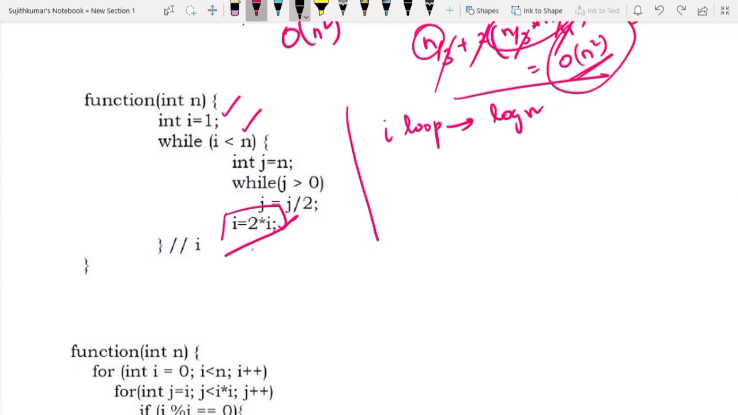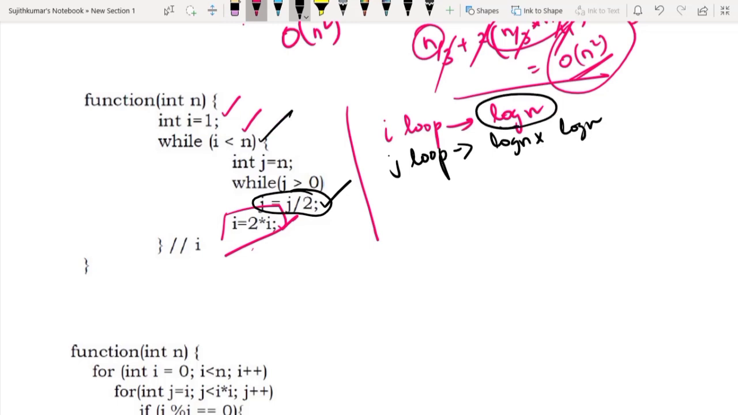Inner loop, it is again j greater than 0, that's perfectly fine. It is j divided by 2. Again, inner loop, it is log n into log n. Why are you writing log n into log n? Because the outer loop goes for log n, guys. So immediately I have to write that everything inside the outer loop will also go for log n time, right? So for that I am writing log n.